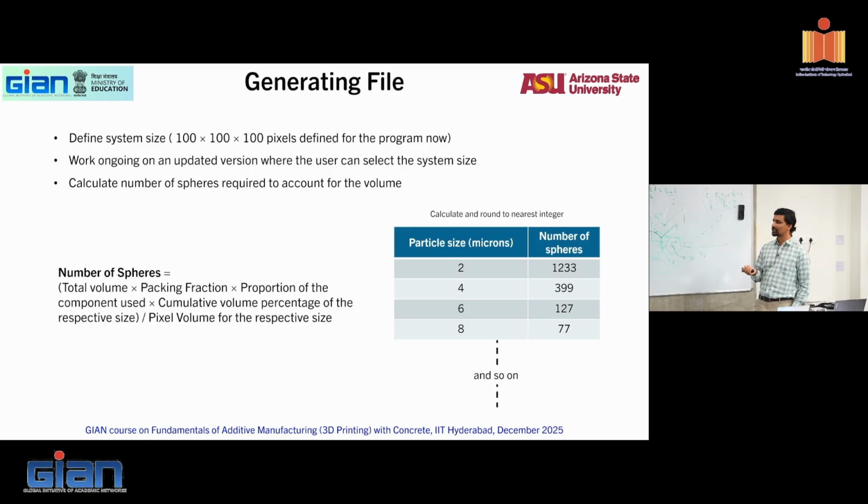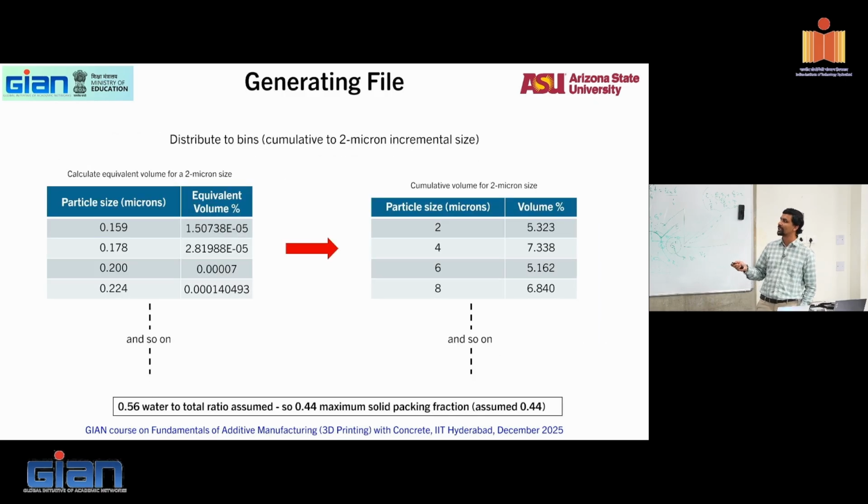So that goes into the equation. And then cumulative volume percentage is for the certain size. Now you can do 40 meter cube out of 100 meter cube. But in that 40 meter cube also, the 2 micron cannot take all the 40 meter cube. So 2 micron again needs to have a certain volume percentage. That is like the equivalent volume percentage that we calculated here. That's the maximum volume it can take.